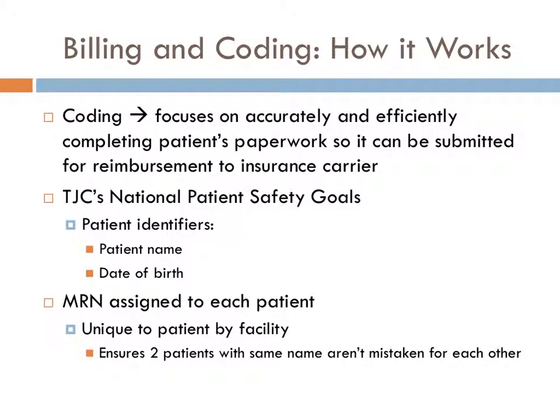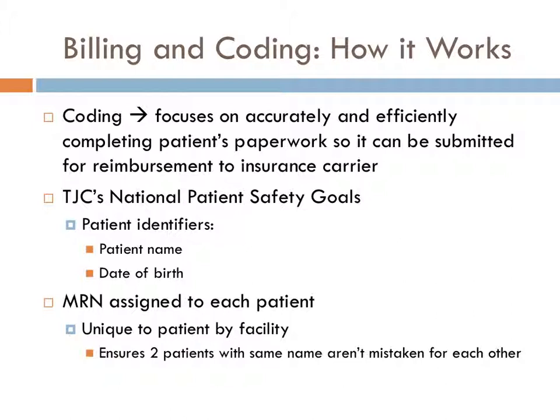Coding focuses on accurately and efficiently completing patient paperwork so it can be submitted for reimbursement to the insurance carrier. As part of the Joint Commission's National Patient Safety Goals, one of the required patient identifiers that are commonly used today is the patient name. And another common patient identifier is the date of birth. So when this is used in conjunction with the patient name, the statistical likelihood of a patient being misidentified is greatly reduced. These two identifiers together are also used in billing and coding.